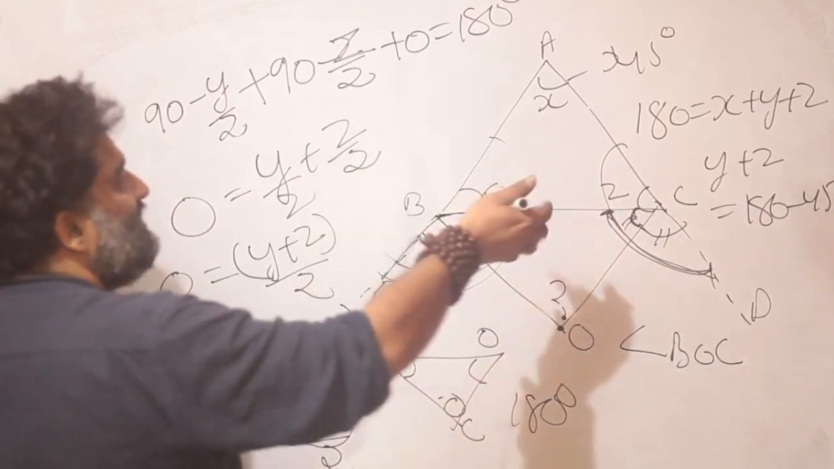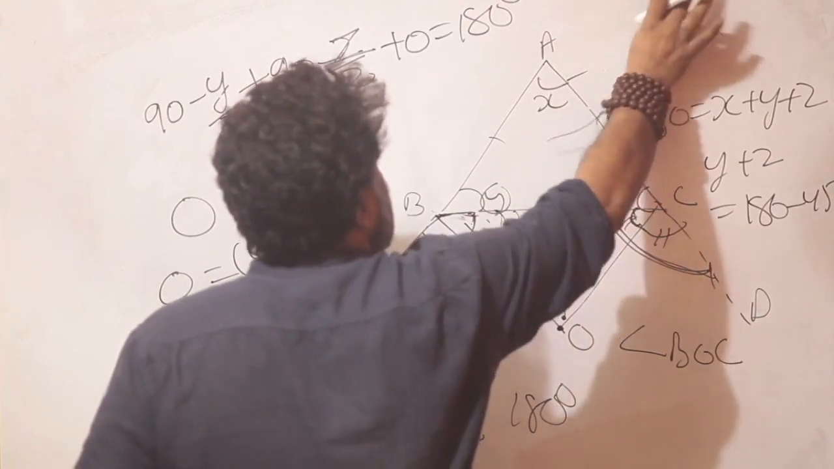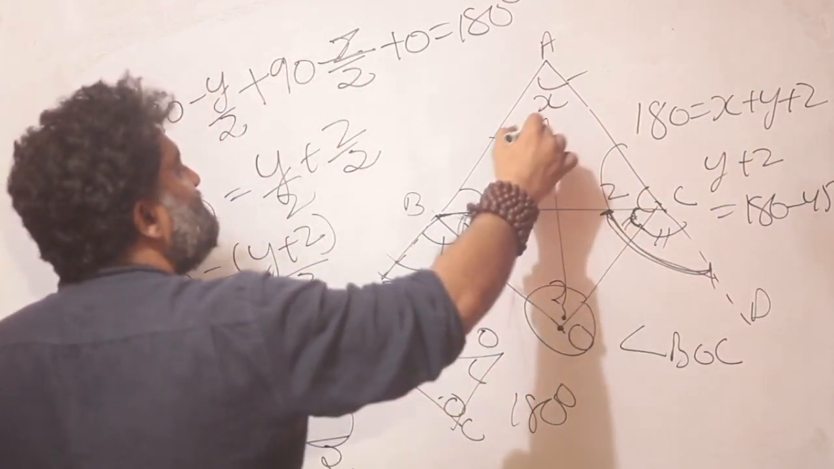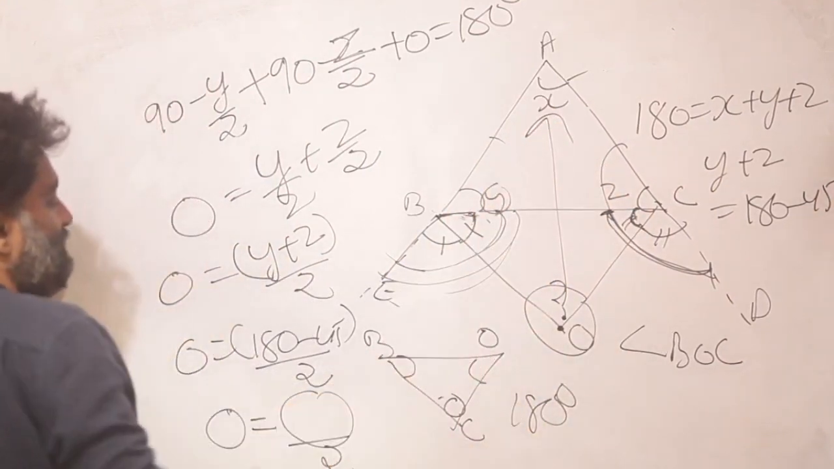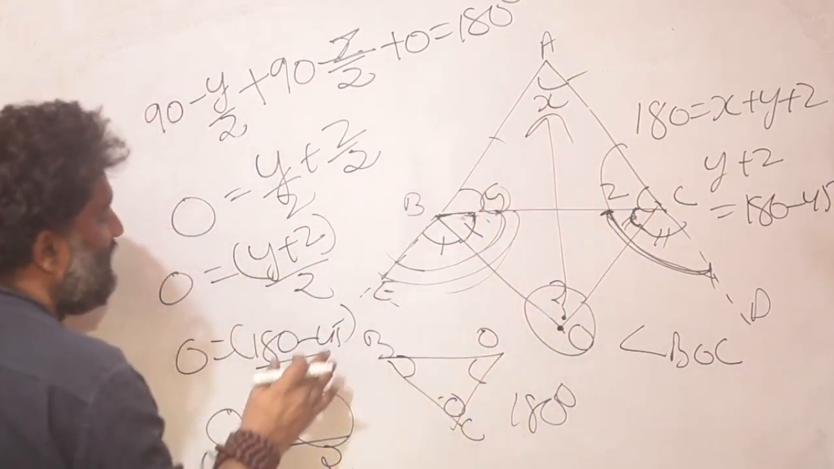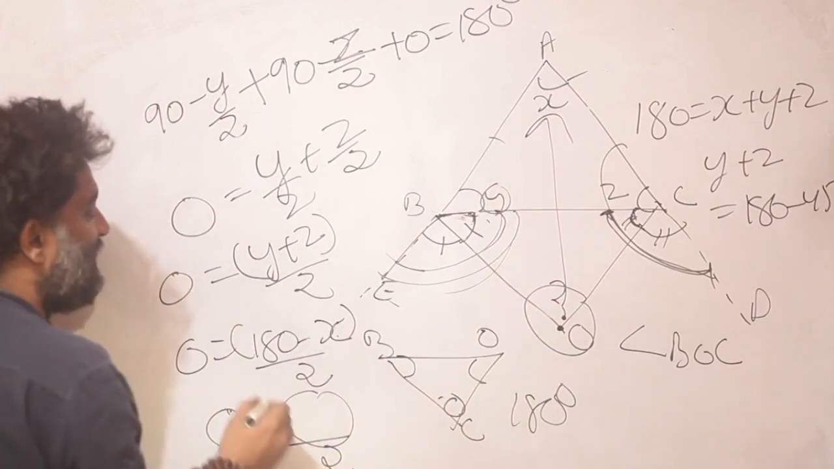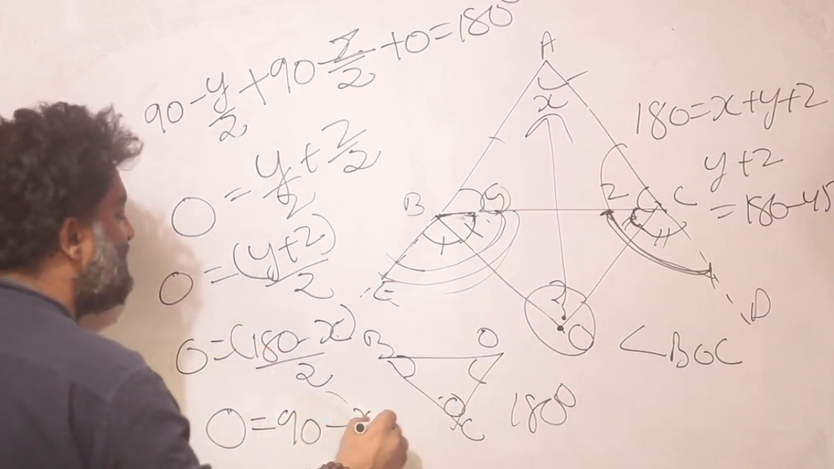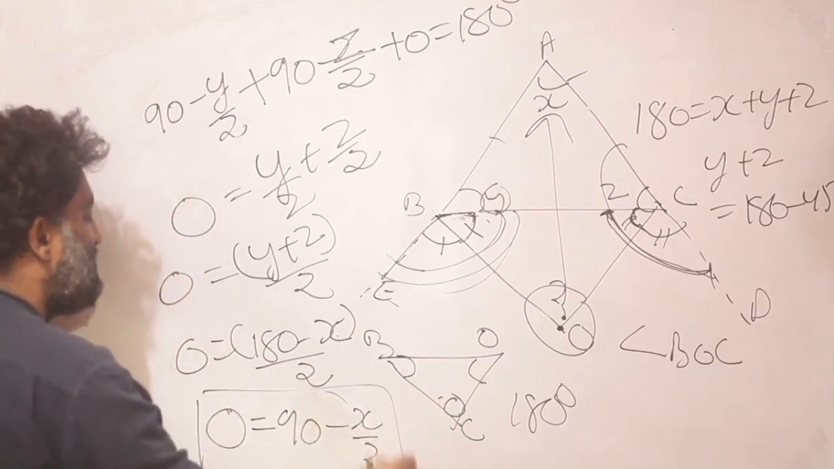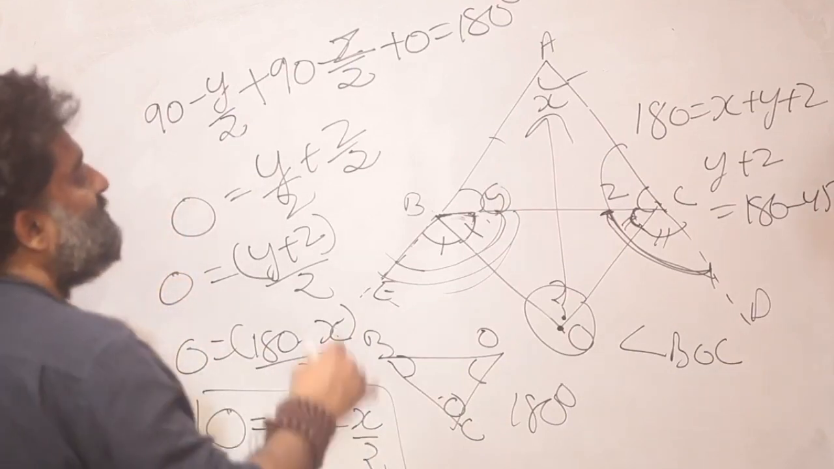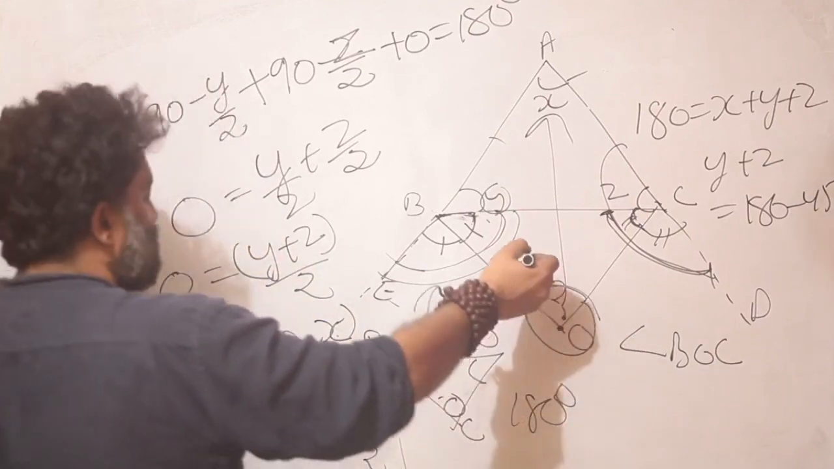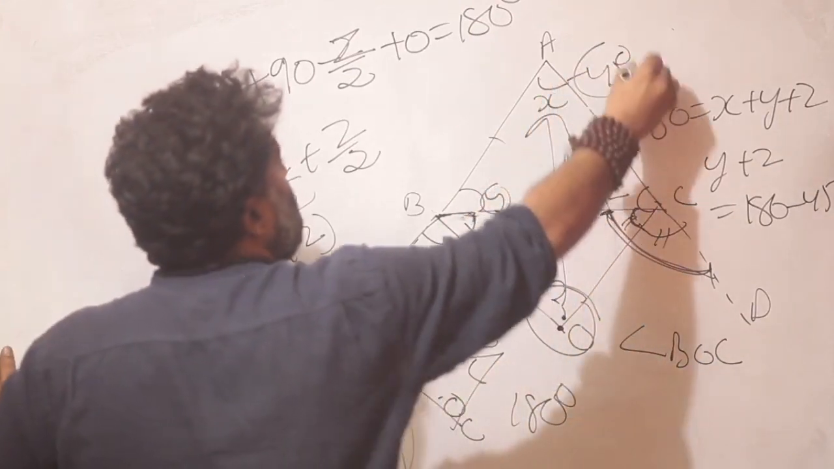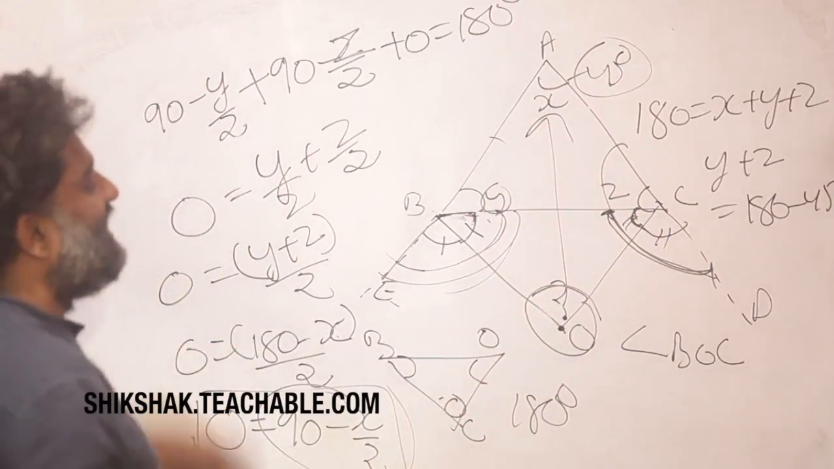In fact, the theoretical question was not even this 45 was not even given. The question was what is O in terms of x, or prove. That means instead of this 45, if you just write an x here, this will become 180 by 2. Separate it out, it will become 90 minus x by 2. So this was given as a proof question. Prove that angle O is equal to 90 minus x by 2. So I'm just putting a value here so that it becomes more of a practical question. I can find the exact value of O.